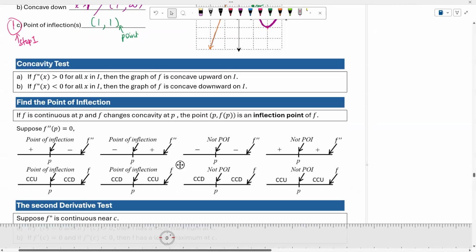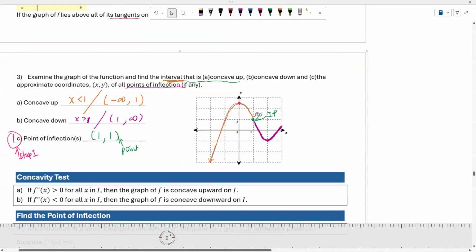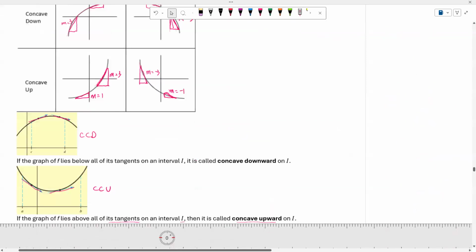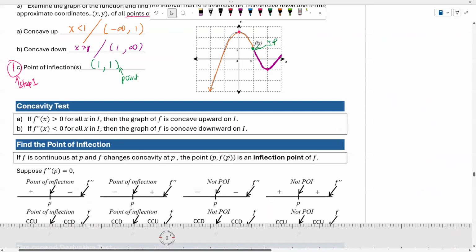Now let's talk about the concavity test. It says that if f double prime of x is greater than 0 for all x in I, then the graph of f is concave up. Just like what we talked about, f double prime is positive, then the function is concave up. If f double prime of x is less than 0 for all x in I, then the function f is concave down on I.